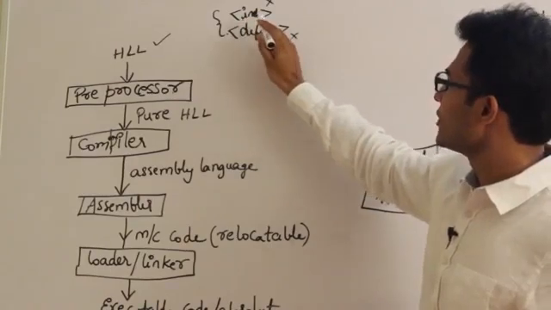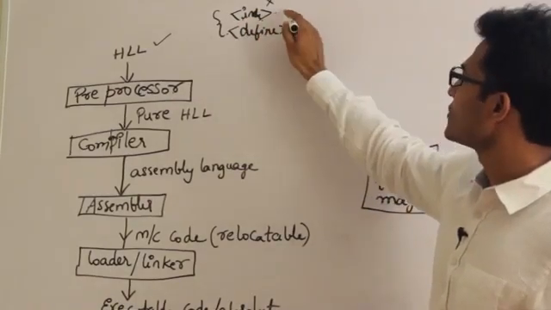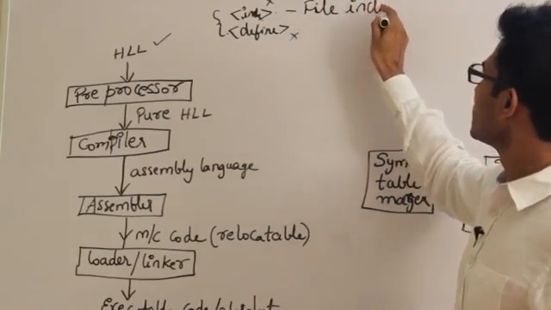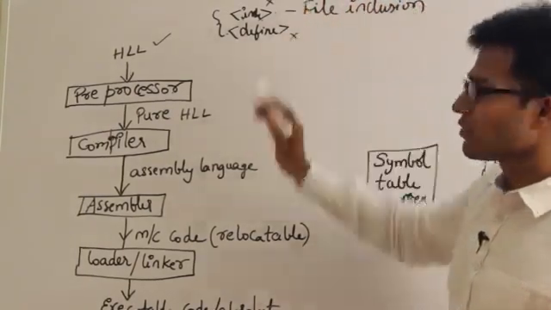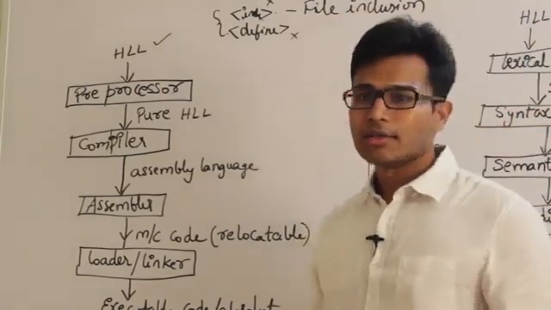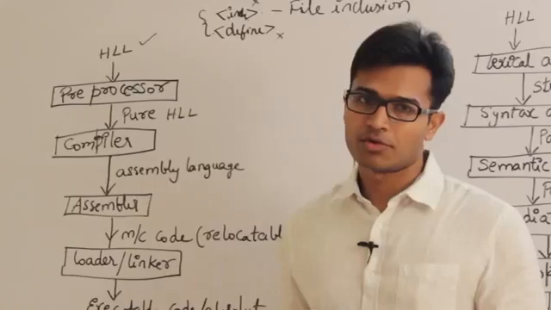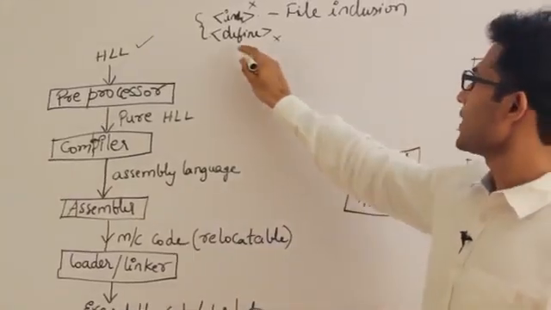Removing hash include by including the file, that is also called as file inclusion. File inclusion means whatever file you want to include, the preprocessor is going to substitute that entire file in your source program. Okay, and the second one is hash define.